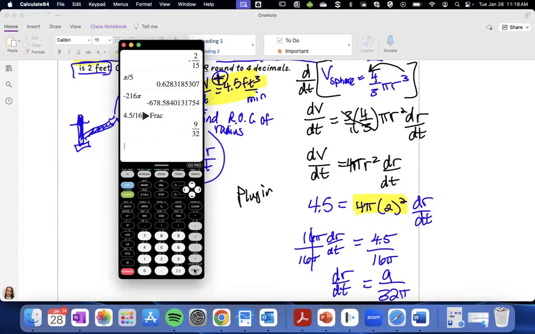And my units: dr over dt is feet for r, per time is minute, right? Feet per minute. If you plug that in the calculator, you get a value for it. I said round to 4 decimals, 0.0895 feet per minute.